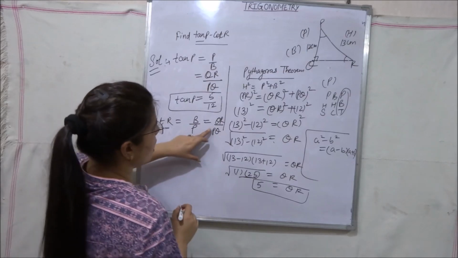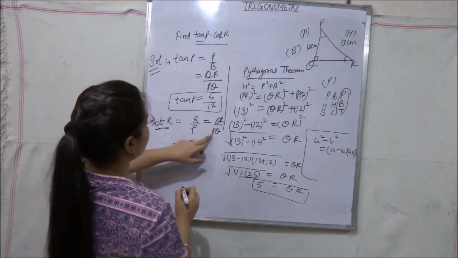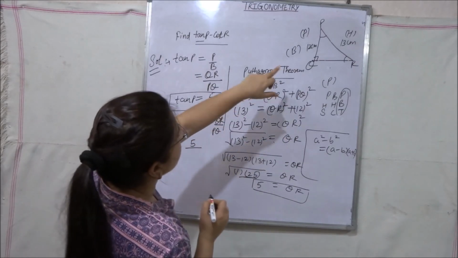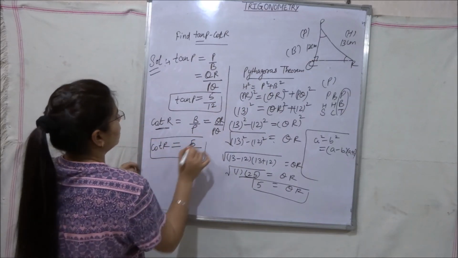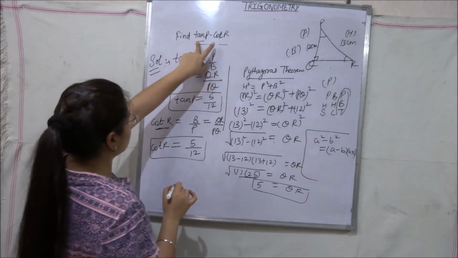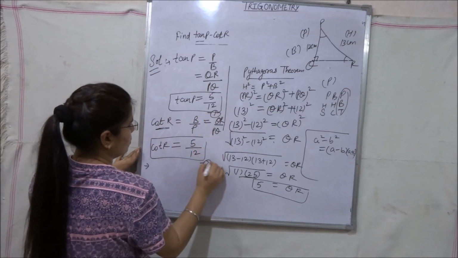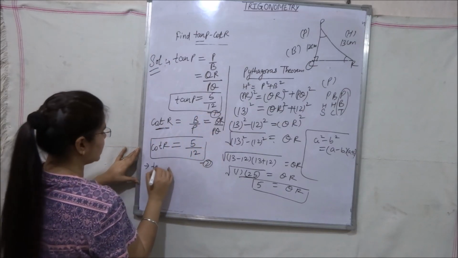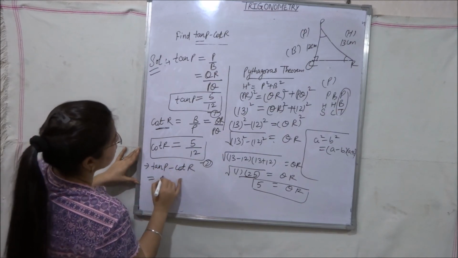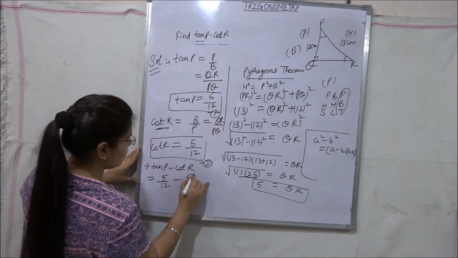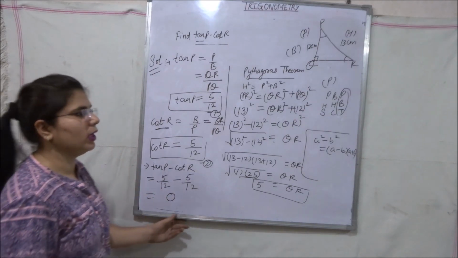Now value of QR, we had found out 5 and value of PQ is 12. So value of cot R is 5 upon 12. Now we will put these two values in the given statement. Subtracting 1 and 2, that is tan P minus cot R, that will be 5 upon 12 minus 5 upon 12. This is equal to 0. So we solved the above question.